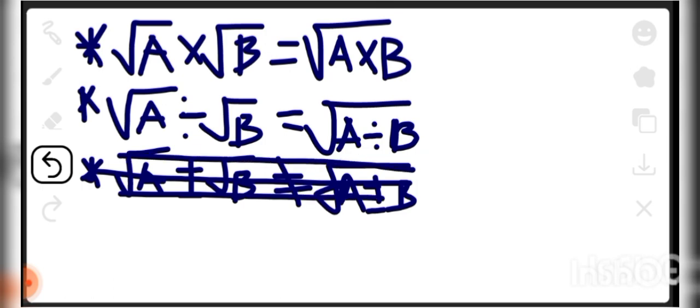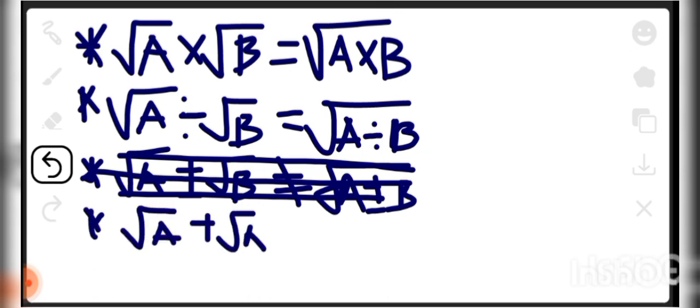Then which one is possible? Look at it. If I have root a plus root a, this is possible. If both surds are not the same, it's not possible. But if both surds are the same, it's possible to add. The result will become 2 of root a. We have one root a here, we have another one here. If you add them together, you're going to have 2 of them.